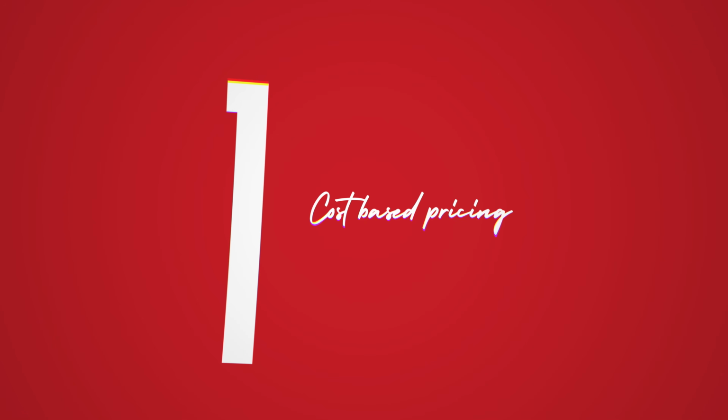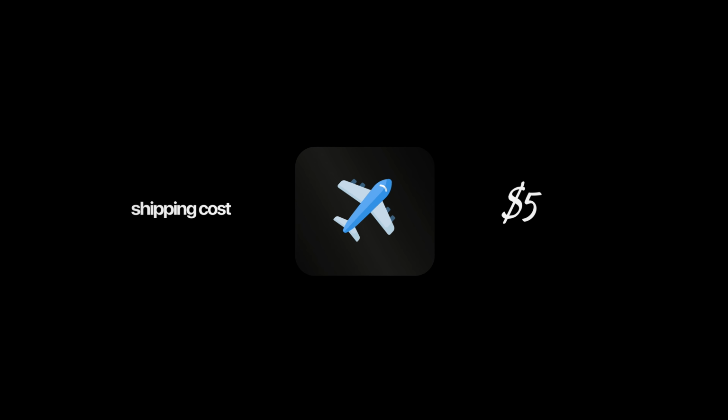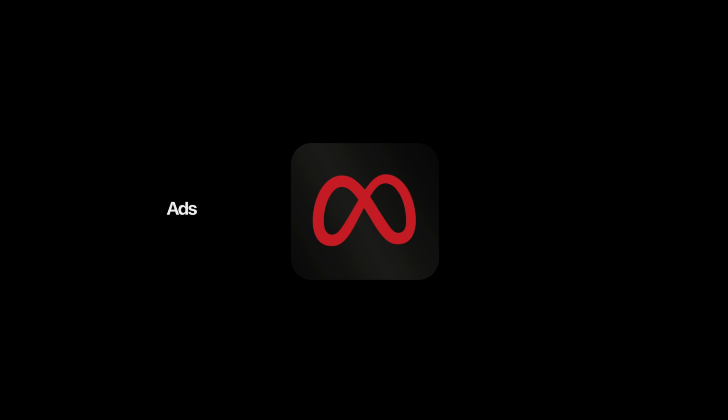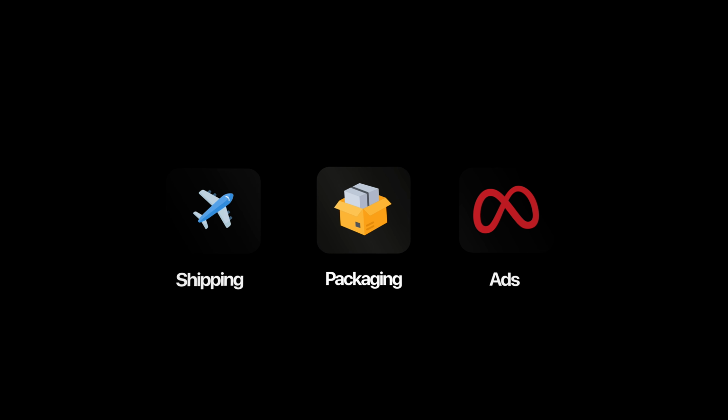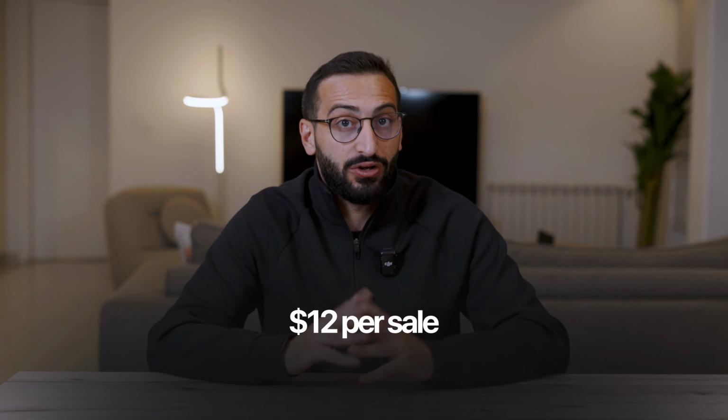1. Cost-based pricing. The first pricing strategy is the most simple one, and that's the cost-based pricing. Let me give you an example. Let's say you're selling a product that costs you $12 from your supplier, and you decide to sell it for $35. So now you're thinking, great, I'm making over $20 per sale. But if you actually break it down, you have the shipping cost, which will cost you around $5. You're spending money on packaging, you're spending money on ads, you're hit with unexpected expenses. And suddenly your real cost isn't $12 anymore. It's closer to $20, maybe even $22. So your $20 margin just turned into a $12 per sale, which is very different from what you first expected.